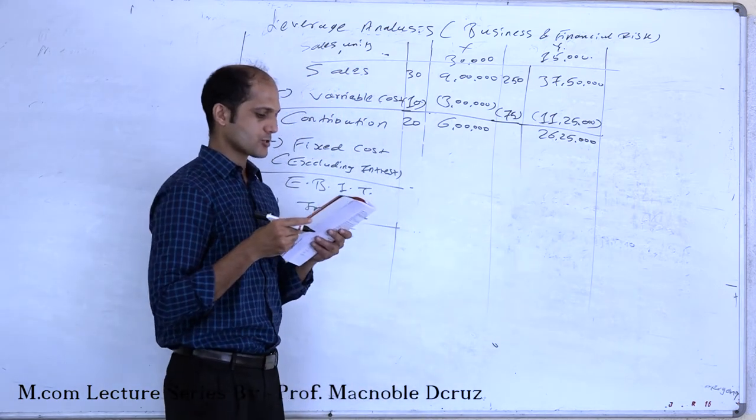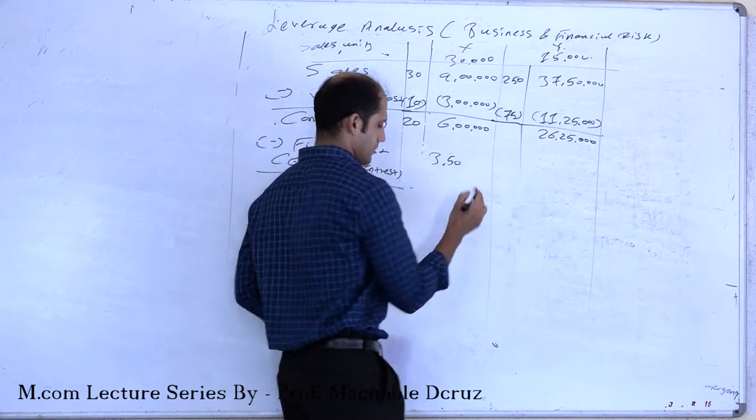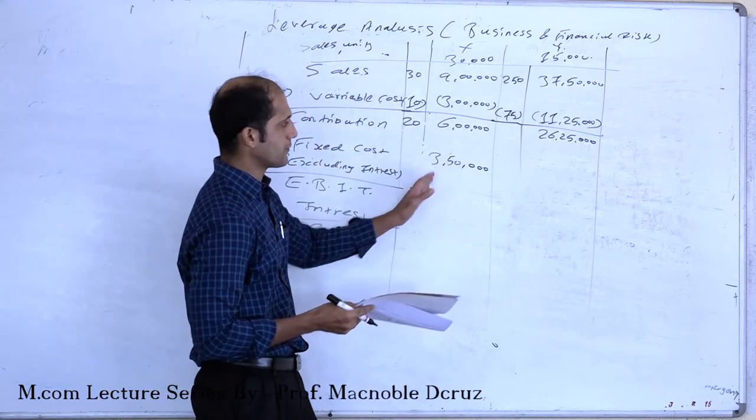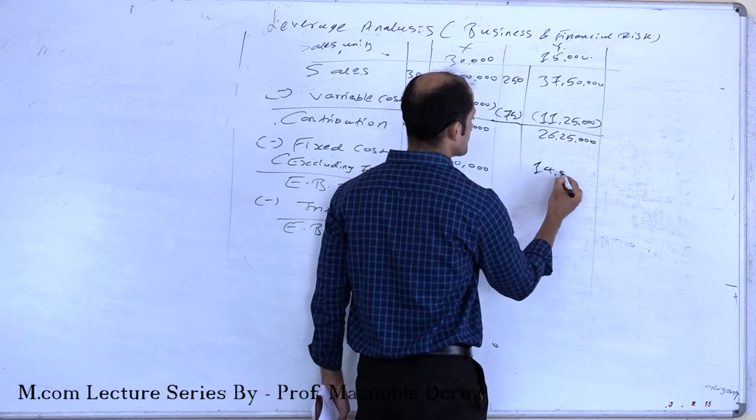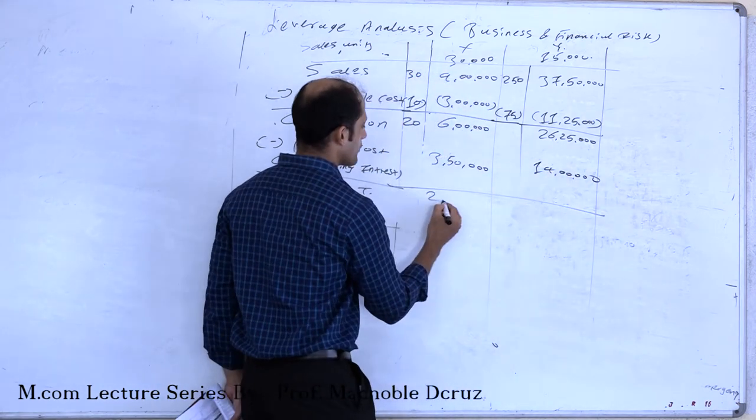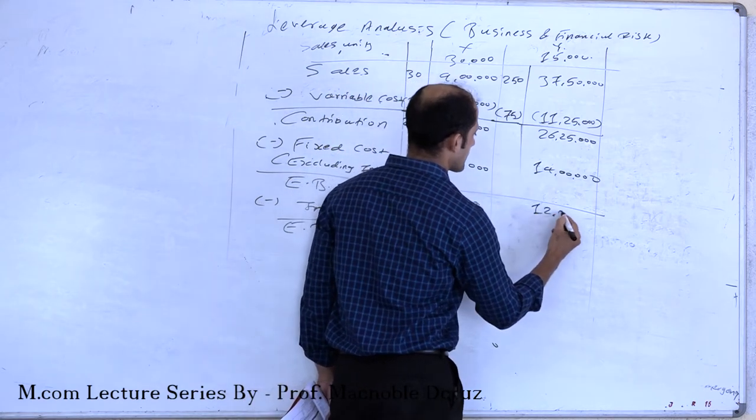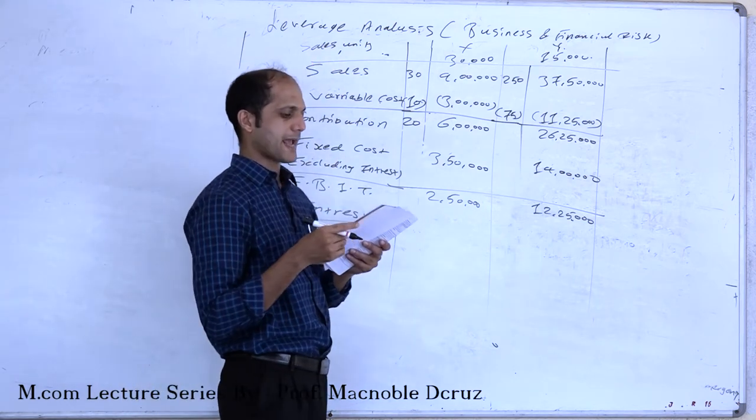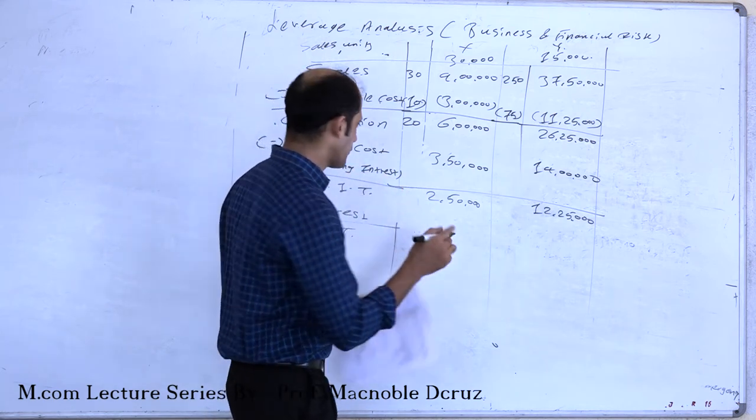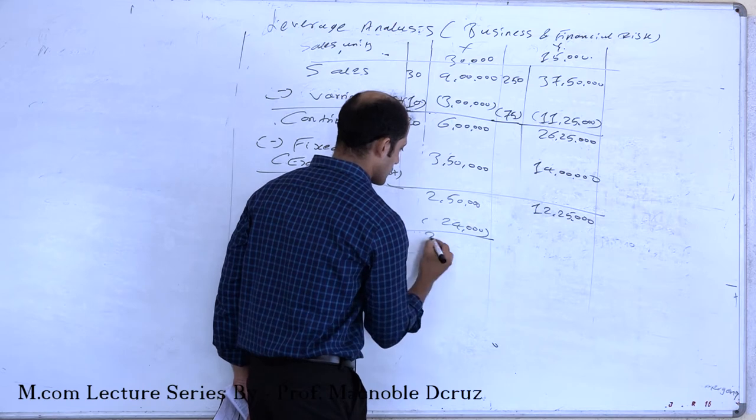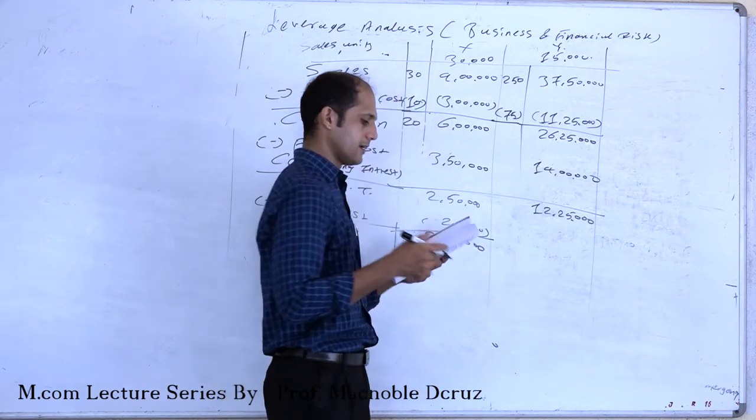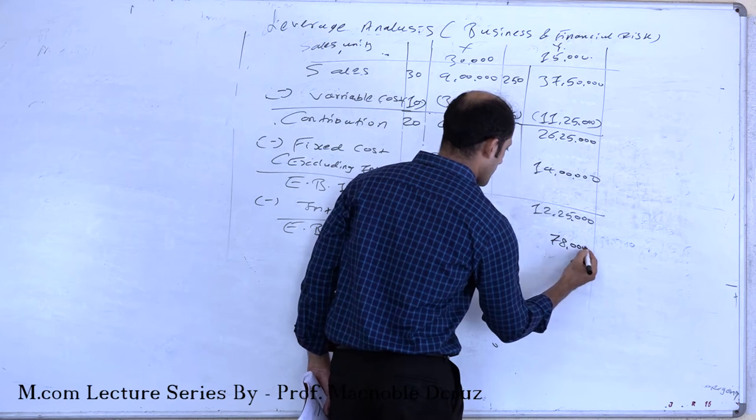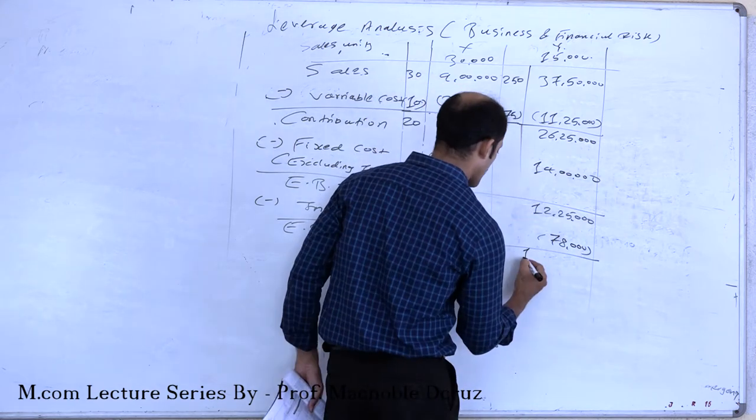Fixed cost. Fixed cost totals 350,000 here. No other information is given, so we will take it as is; it is excluding interest. And here 14. So we will get 250,000 rupees. Yes, here we will get 25. Now what about interest? Interest we will get from the debenture information. X has 2 lakh debentures, 2 lakhs at 12%, 24,000. And for Y, 6 lakh 50 at 12% will become 78,000.